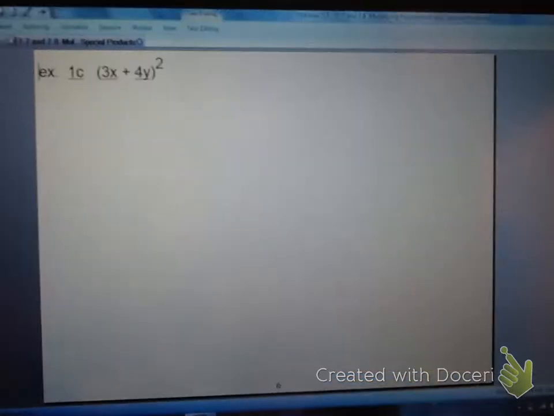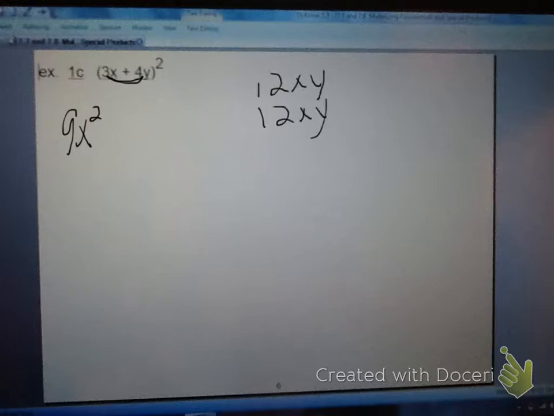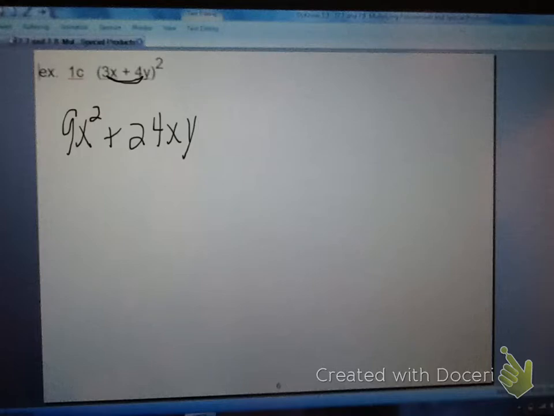Example 1c, we're going to square the first term. Multiply these two together, that's 12xy. Double it, gives you 24xy. And then square the last term, which gives you 16y squared.